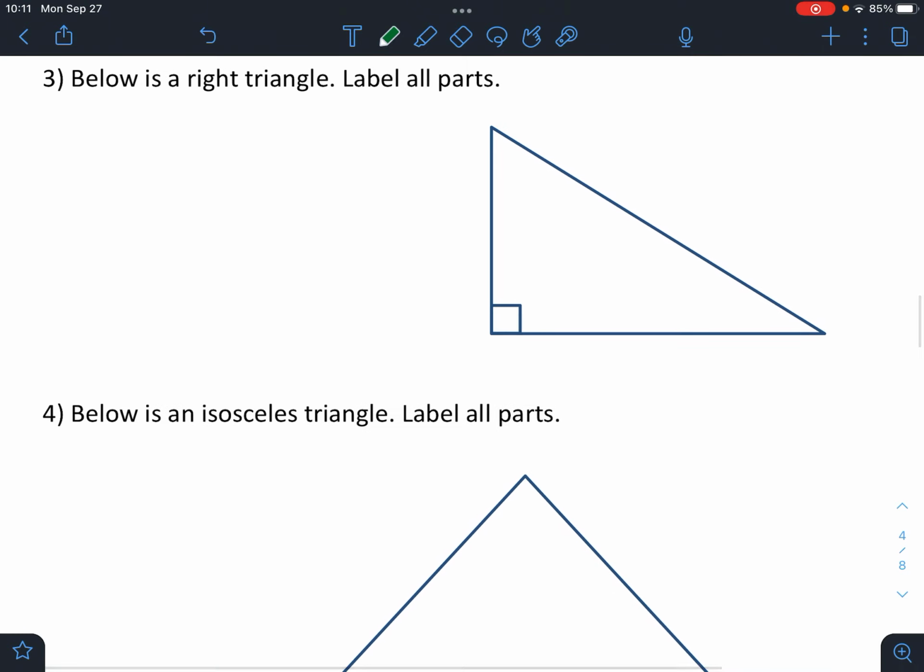All right, so now we have a right triangle below here. We're going to just talk about the parts of it. The two sides that meet at the right angle are called the legs. The legs could be equal or they could be different. In this case, it looks like they're different. The third side, which is across from the right angle, is called the hypotenuse. It's important to understand the hypotenuse is always the biggest side in a right triangle.